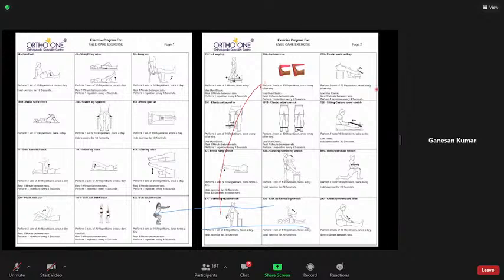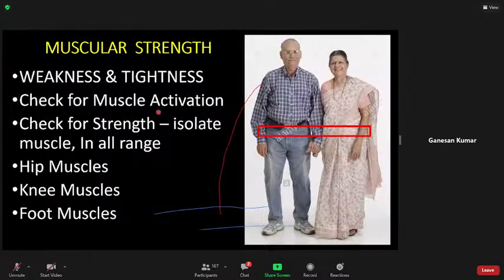So coming on to the single component of muscle strength, we are going to look for identifying the weakness and the tightness that is available in the muscles. Check for muscle activation, check for the strength, isolate the muscle in all the ranges: the initial range, mid-range and the last range. Try to work on hip muscles, knee muscles and the foot muscles. All the muscles have to be checked and strengthened.